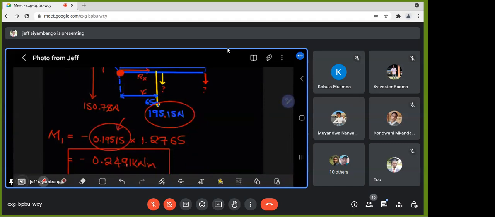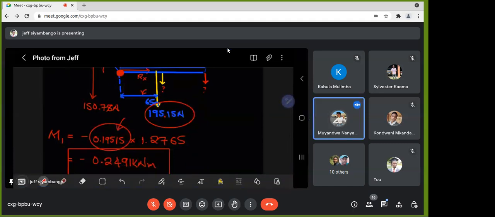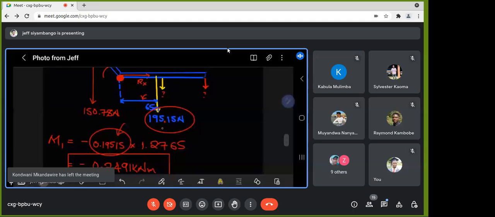Do you get it? I thought it was a force, and that was already given in kilonewtons. No. The weight here was calculated. It's like this one here, I calculated it in newtons. Even this one here, when using it, I'll convert it to kilonewtons first.